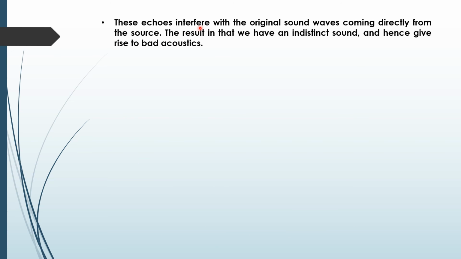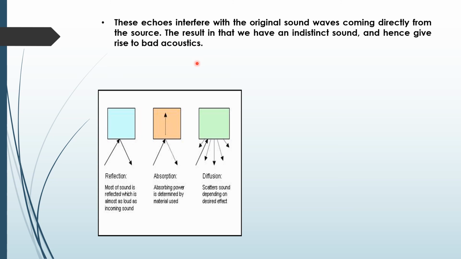These echoes interfere with the original sound wave coming directly from the source. The result is that we have an indistinct sound, and hence this gives rise to bad acoustics. So when a sound wave travels through a medium, it is reflected, absorbed and diffused. Reflection means most of the sound is reflected, which is almost as loud as the incoming sound. If we talk about absorption, absorption power is determined by the material used. Then we have diffusion, scattered sound depending on the desired effect.